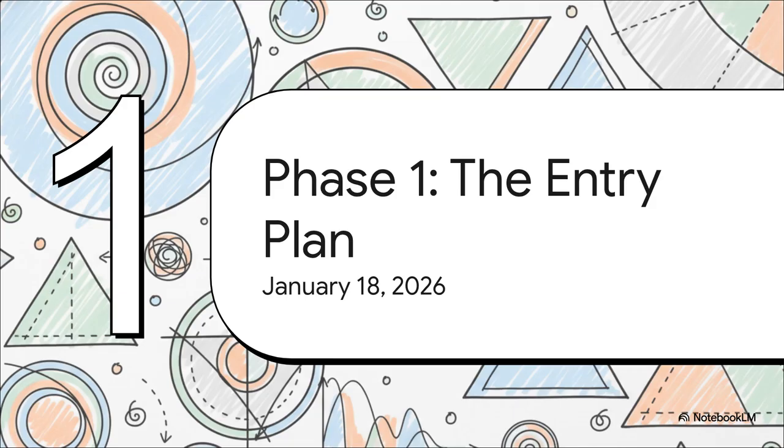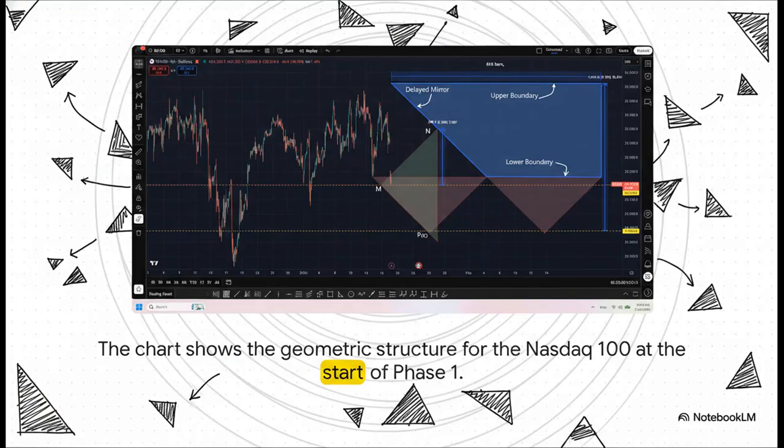Our documentation kicks off on January 18, 2026. This is what's called Phase 1, the entry plan. This is the moment the initial setup for the entire cycle was defined. Let's take a look at the chart right at the start of Phase 1. You can see the geometric structure is already completely laid out. We've got several key shapes here, these triangles, a trapezoid, and a line that's labeled delayed mirror. These are the core components we'll be tracking.